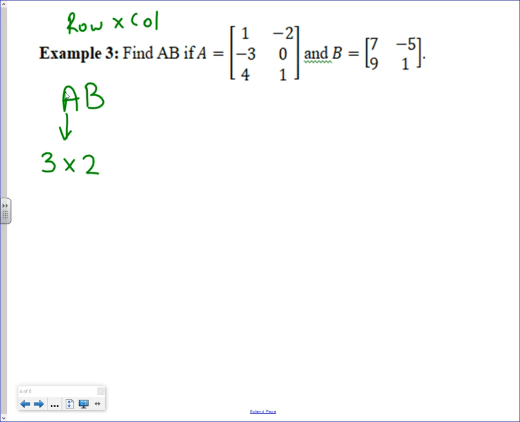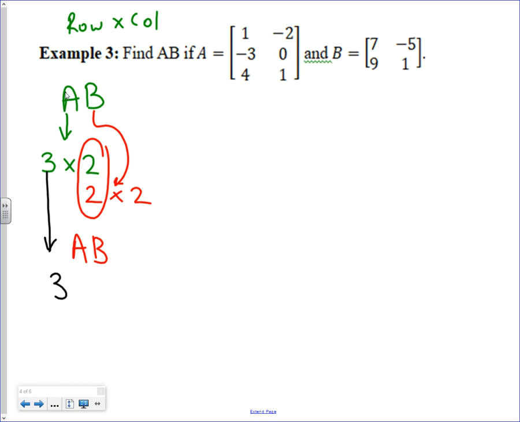Well, what's B? It's a 2 by 2. Can I multiply A times B? Do the 2 in the middle match? Yes, I can multiply them together. What's AB going to be? What's the dimensions of AB? Well, it's going to be a 3 by 2. So I can multiply together, and AB would be a 3 by 2.